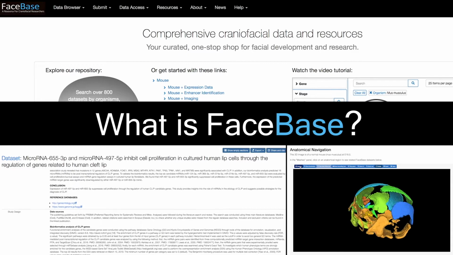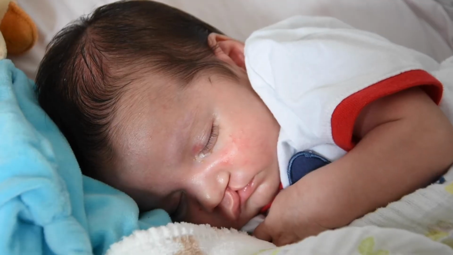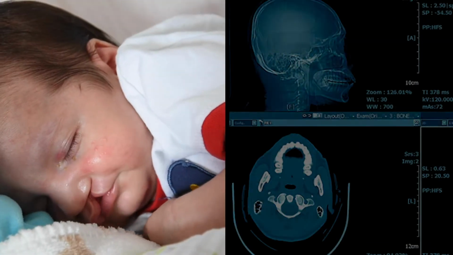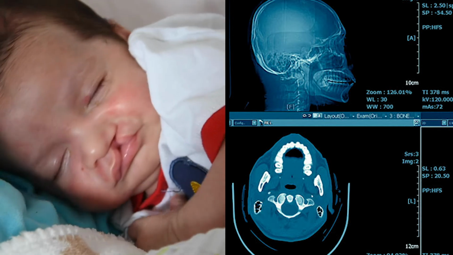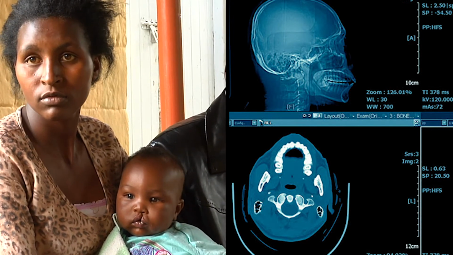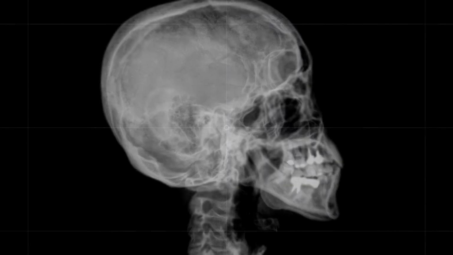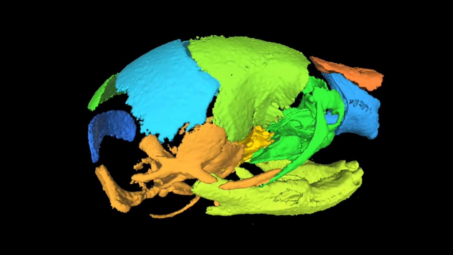So FaceBase really serves as a one-stop shop for craniofacial researchers. Although about half of all birth defects involve the face and skull, scientists remain unclear about why most occur. A comprehensive and systematic understanding is needed of how the faces of healthy children develop and what goes awry to cause common malformations.